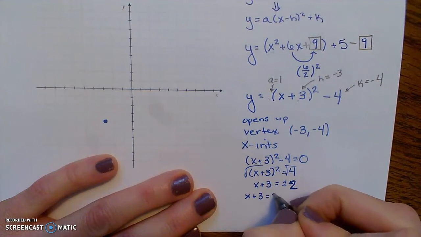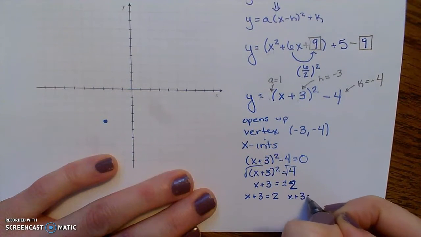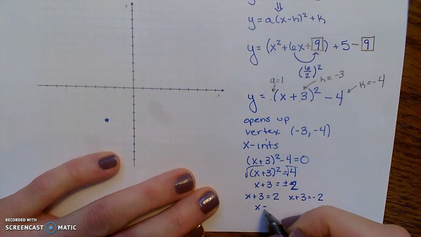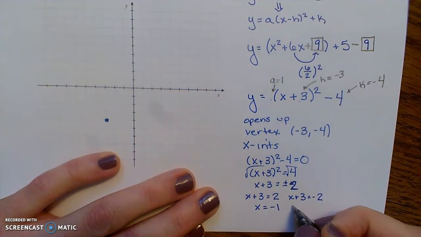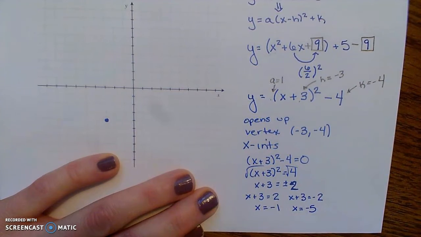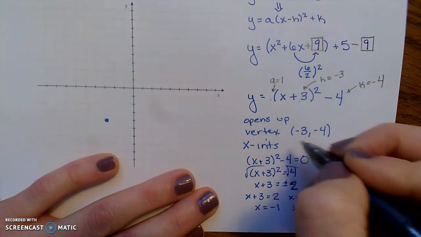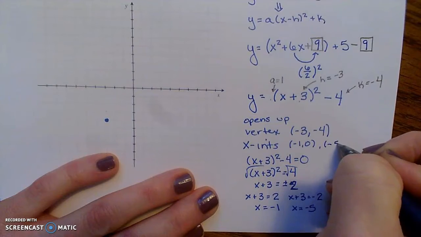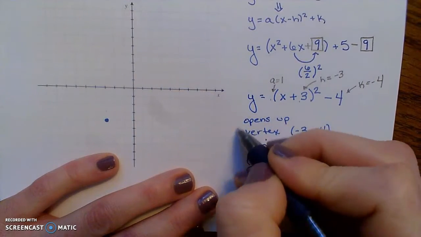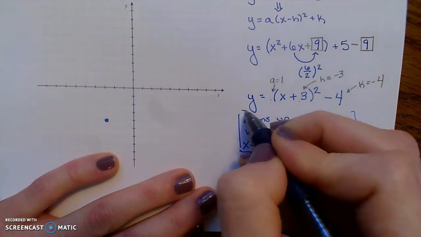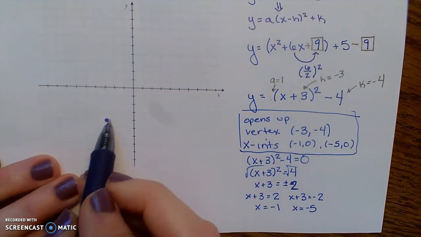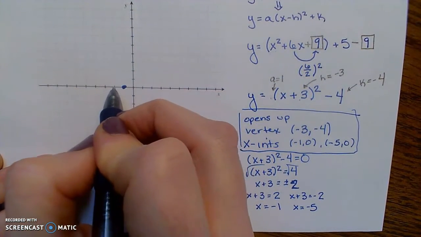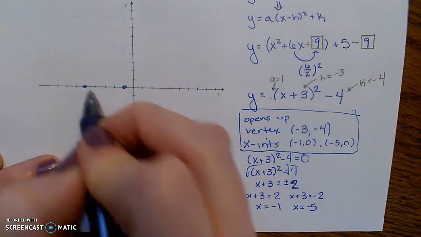x plus 3 equals 2. x plus 3 equals negative 2. Subtract 3 from both sides, we get x is negative 1. Subtract 3 from both sides, we get x is negative 5. So my two x-intercepts are (negative 1, 0) and (negative 5, 0). I'm going to go ahead and plot all of these things. So there's my vertex. Negative 1, 0, negative 1, 2, 3, 4, 5, 0.